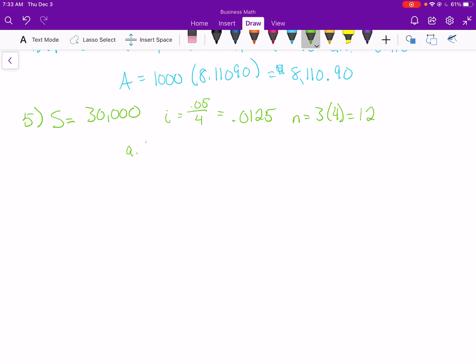Our accumulation factor is 12.86036. So our periodic payment, R, is going to be our total divided by our accumulation factor, which gives us $2,332.76 or 75, depends on your rounding, dollars per quarter.